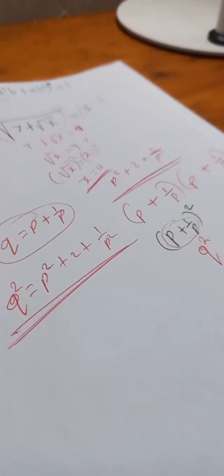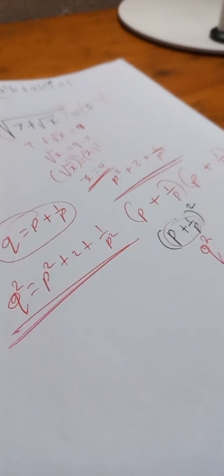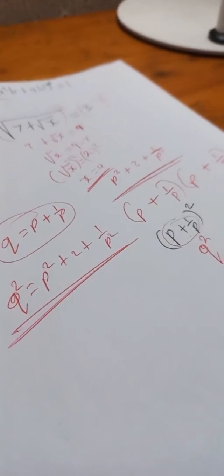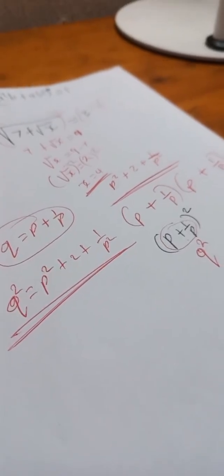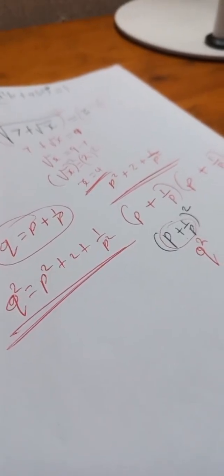Guys, we are stuck at 29.9. Why are we stuck there?